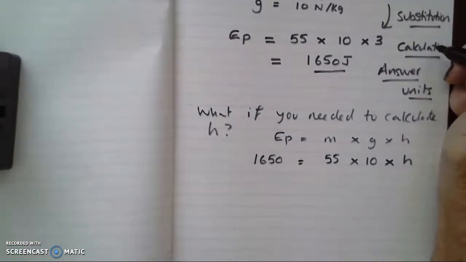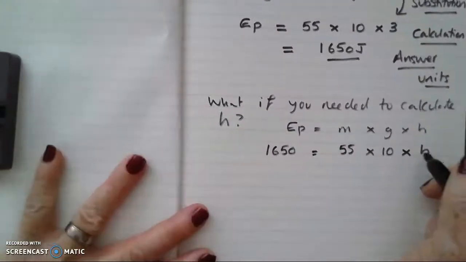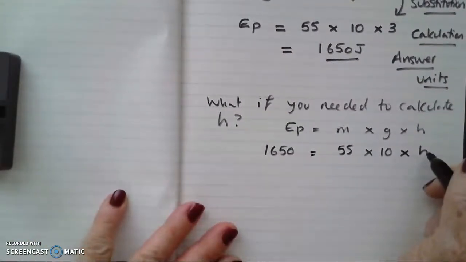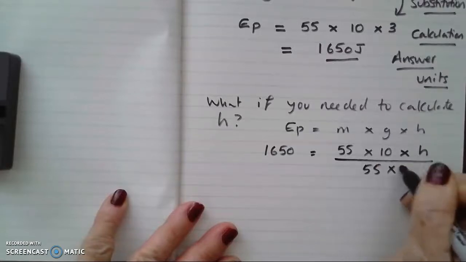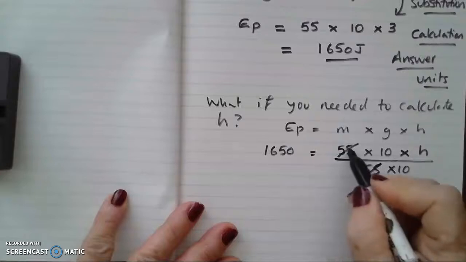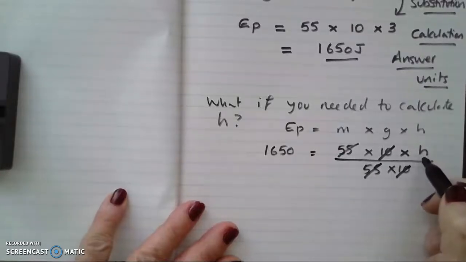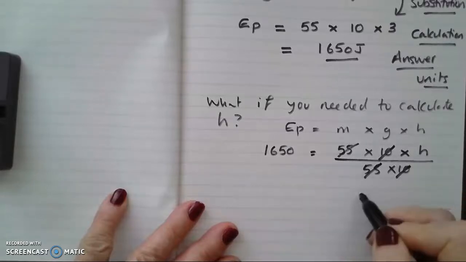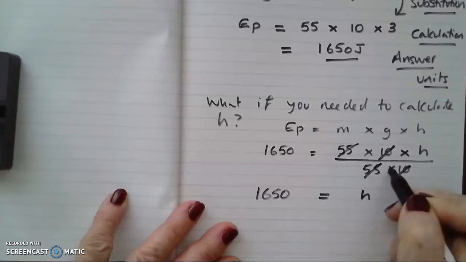Okay? Now we do the calculation. So how do we get H on its own? To get H on its own over here, you've got to divide this side by your 55 times H. And if you see then, these are going to cancel out, because that 55 divided by 55, there, 10 divided by 10, we're left with H on its own. Okay? So we'll leave H on its own there, and we have to do the same to the other side that we did to this side.